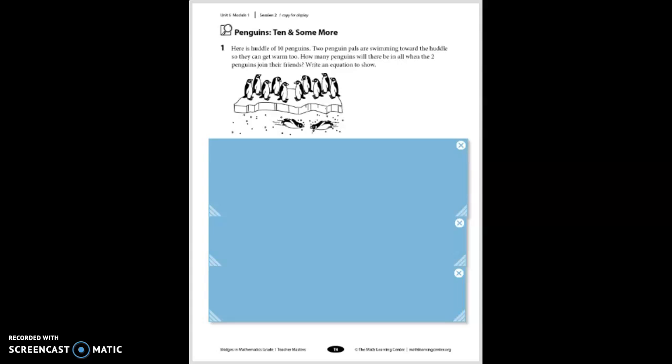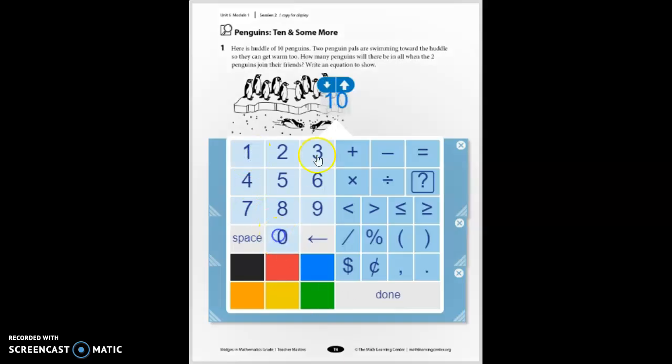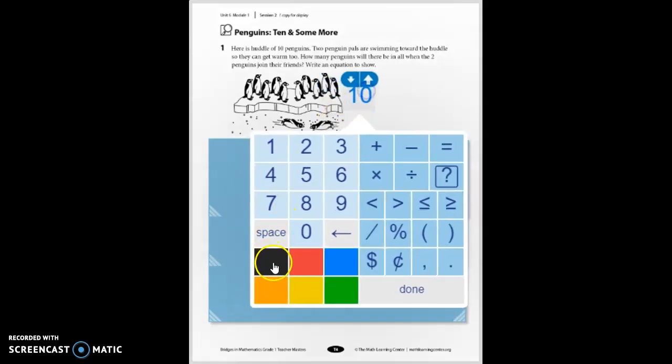So we have to write an equation about how many there are going to be in total. So I'm going to start with how many penguin friends we have in the huddle on the ice. And I see 10 penguins. There are 10 penguins on the ice, standing on the ice.